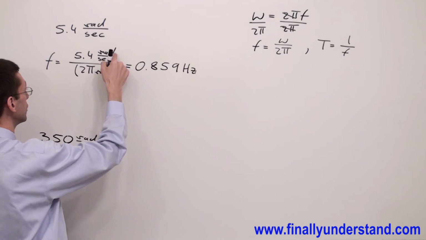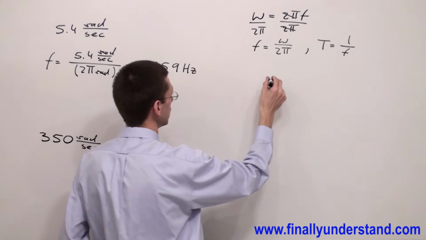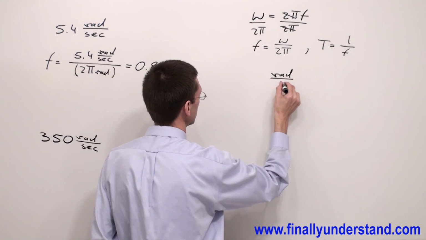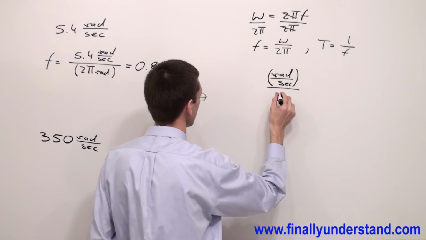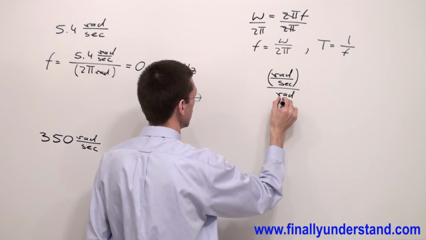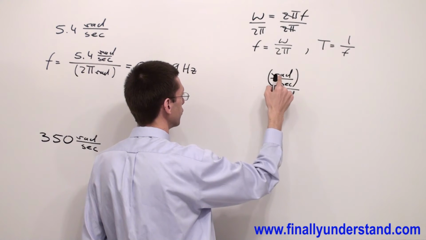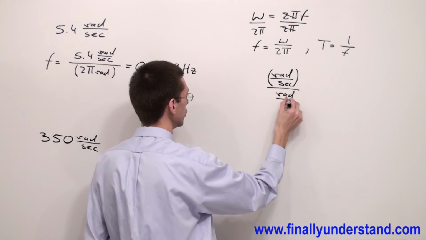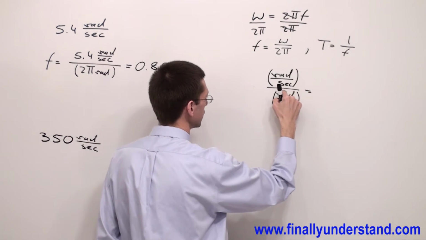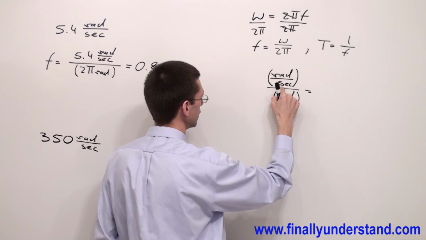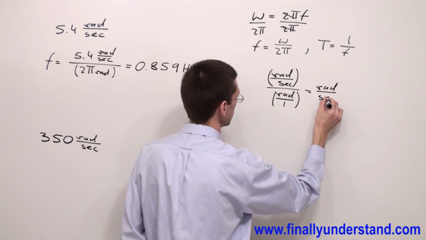Someone is going to ask why we have hertz. Please notice that the units which we have in our problem are radians per second divided by radians. Because I have radians in the denominator and I have a fraction in the numerator, radians per second, I'm going to convert this radian to a fraction also. Remember that the fraction bar represents the division. Now I have to divide these two fractions. That's why I have radians over second.